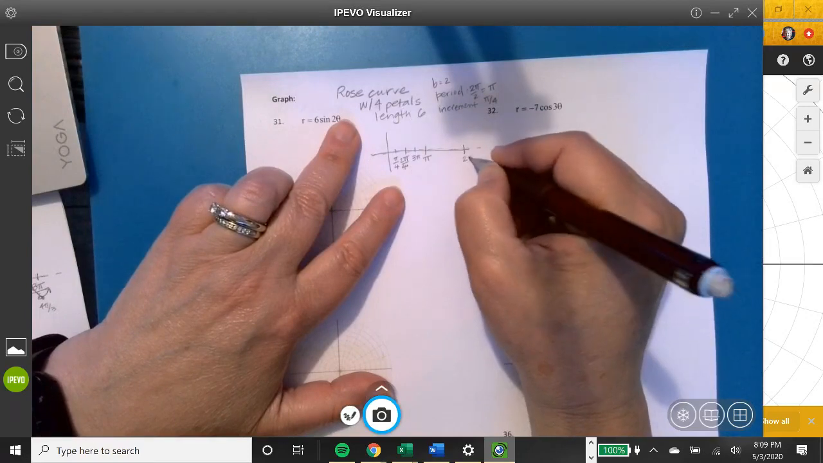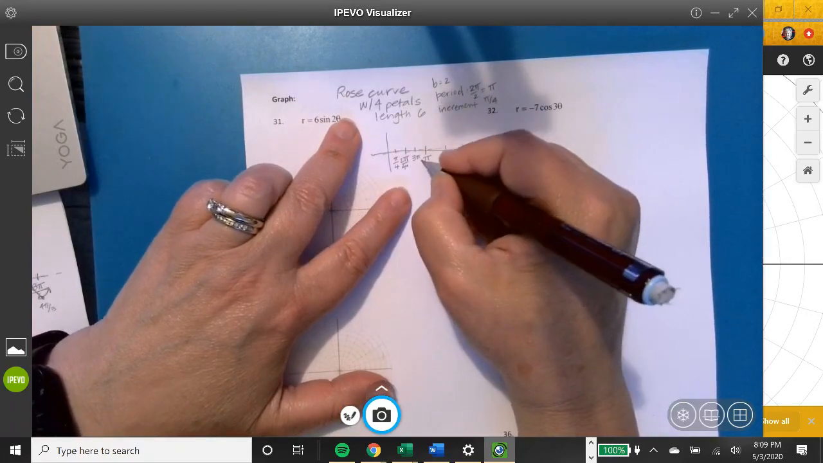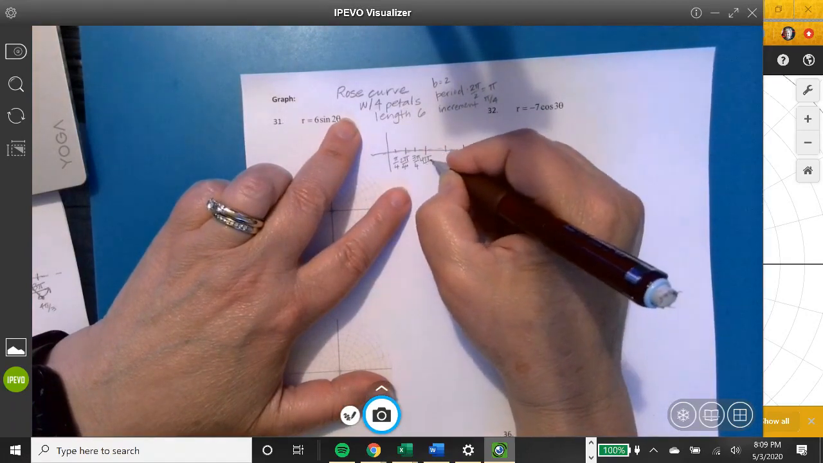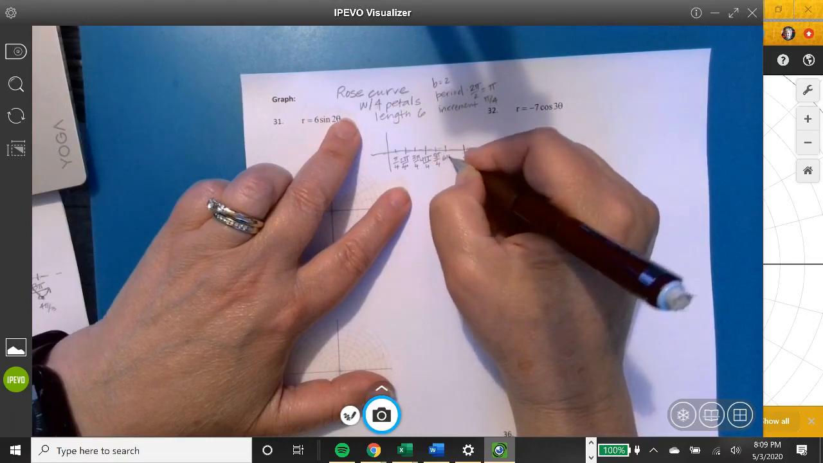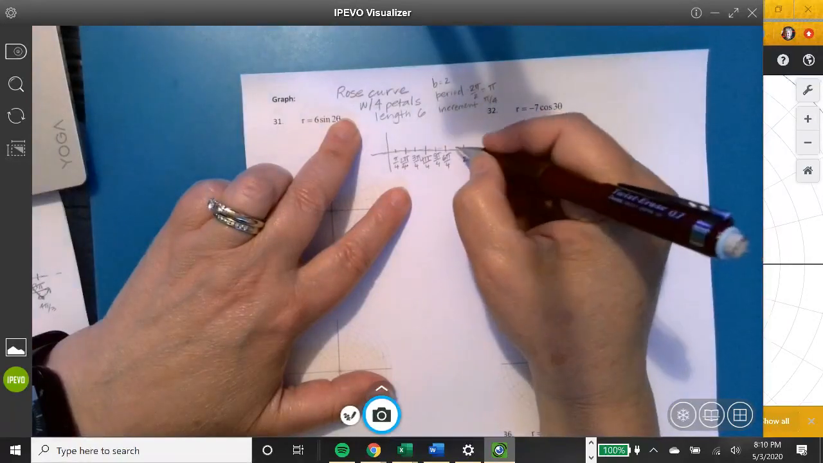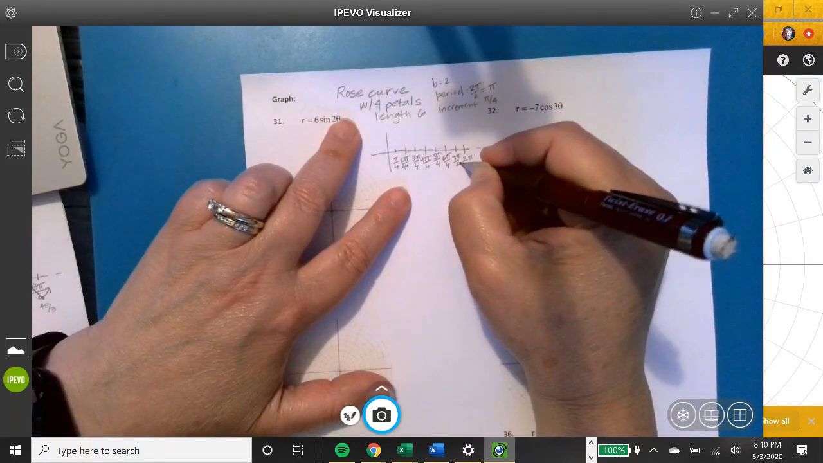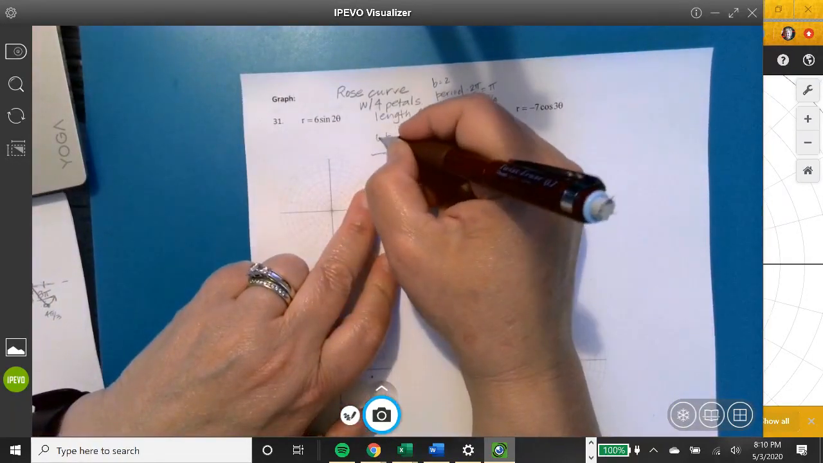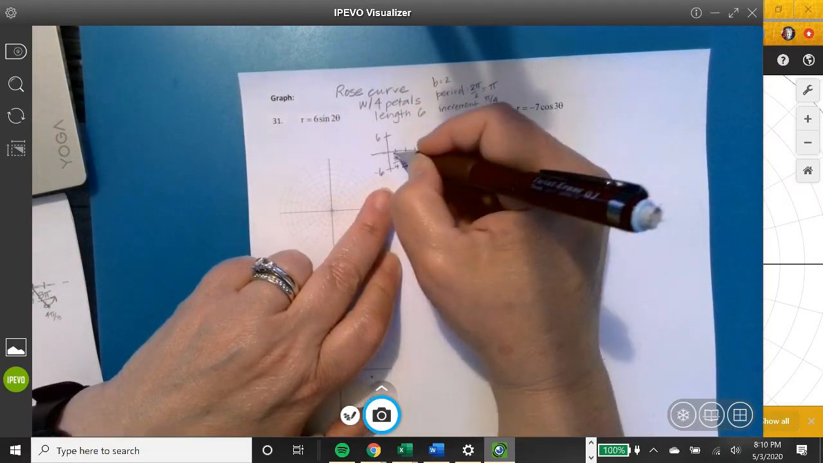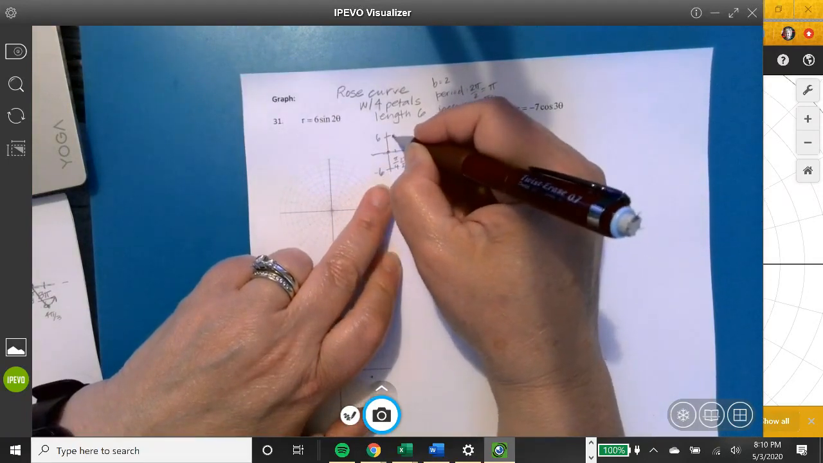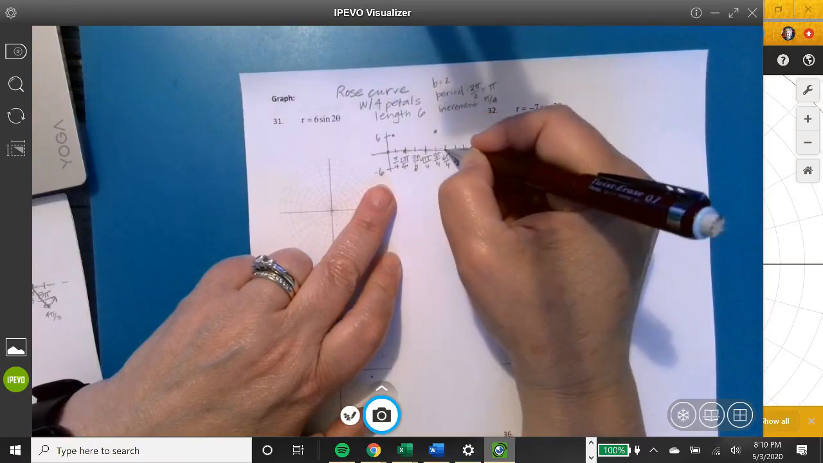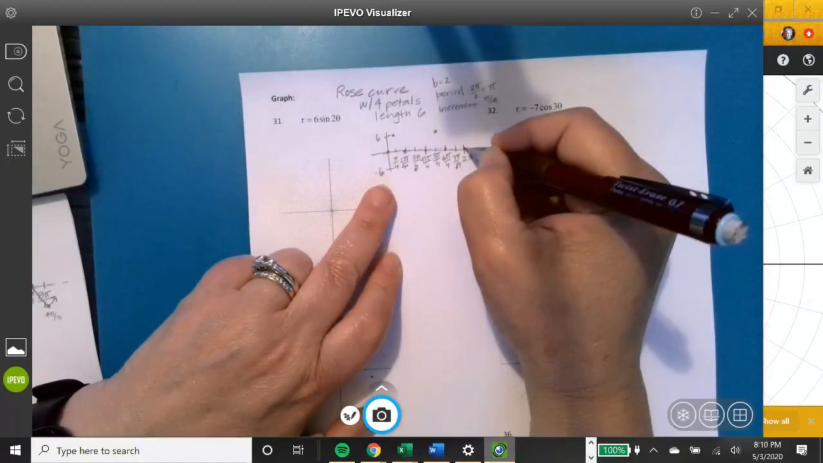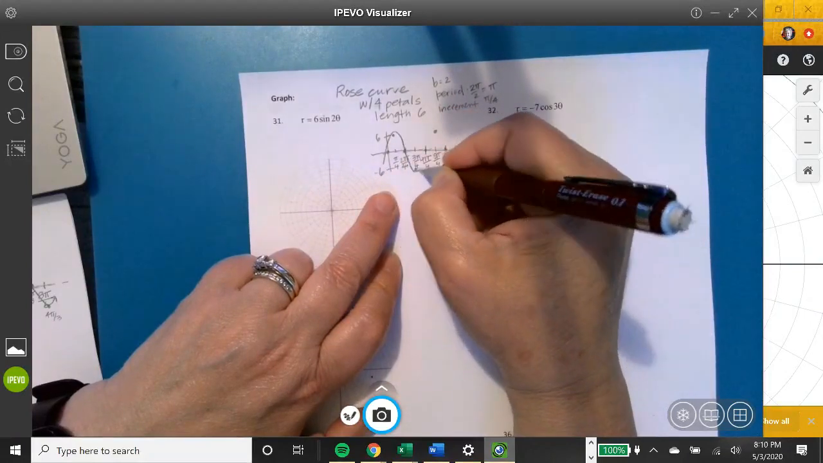So this is going to be 4 pi. Sorry, put this 4 pi over 4, and then 5 pi over 4, 6 pi over 4, and then 7 pi over 4. All right, so the amplitude is 6. 6 is a positive sine curve, so we're going to start at the midline, up, back to the midline, down, back to the midline, up, back to the midline, down, back to the midline. And here's our sine curve.